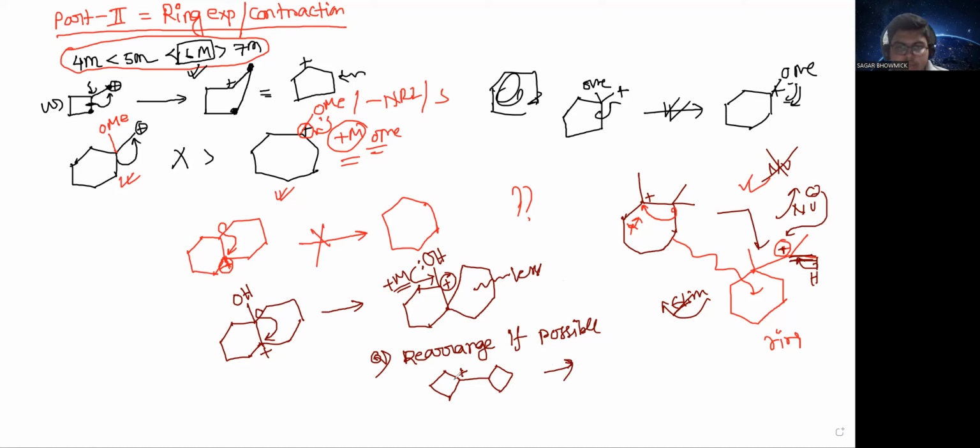How? This four-member ring, positive charge, four-member ring. In the first example, you can see a four-member ring, and then after one carbon there is a positive charge. Here you can also see this is a four-member ring, and after one carbon there is a positive charge. So the same type of system, so we can expect ring expansion over here. Suppose the ring has expanded. So what will happen? This four-member ring as it is.